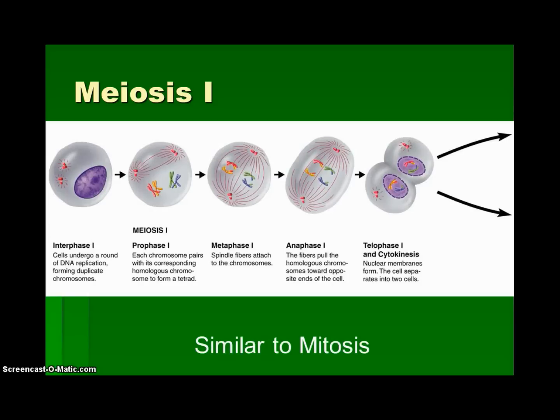So let's start off with meiosis 1. First we have interphase 1, when cells undergo a round of DNA replication, forming duplicate chromosomes. We have prophase 1, in which each chromosome pairs with the corresponding homologous chromosome to form a tetrad. Metaphase 1, spindle fibers attach to the chromosomes. Anaphase 1, the fibers pull apart the homologous chromosomes towards opposite ends of the cell. And telophase 1 and cytokinesis, where nuclear membranes form and the cell separates into two cells. That looks very, very familiar to mitosis.